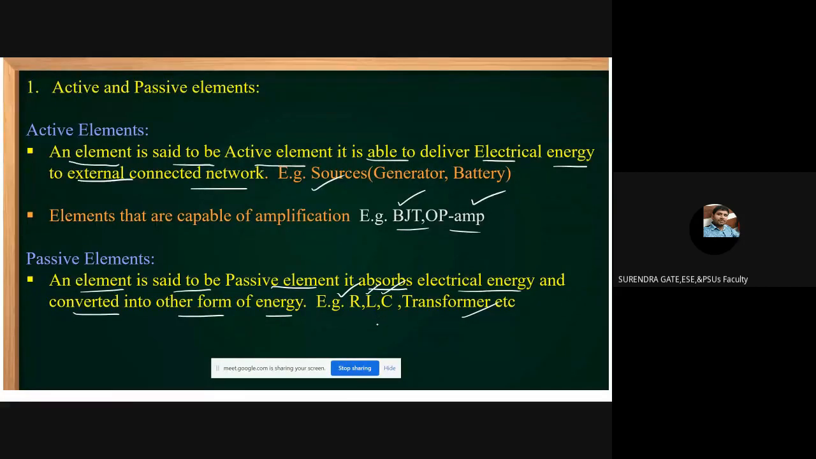Even an inductor converts energy into magnetic form. A capacitor converts it into an electric field. Like that, it is converting one energy into another energy. Take the example of a transformer.